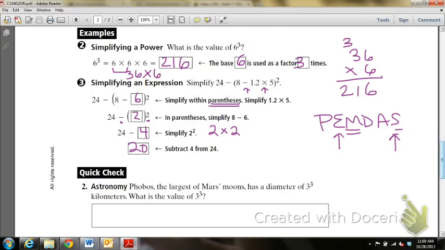Okay, so now you're going to try the quick check, and you're going to actually work out 3 to the third power. So find the value. Don't write it out and just stop there. You actually have to do the math and tell me what that equals. Let's see what the next one's about.